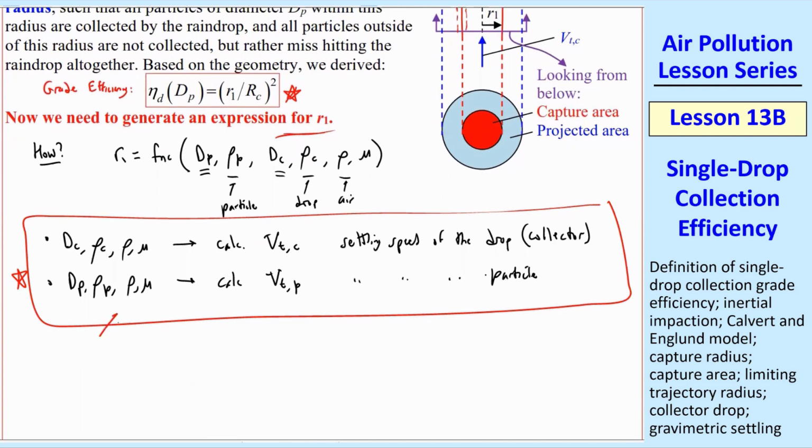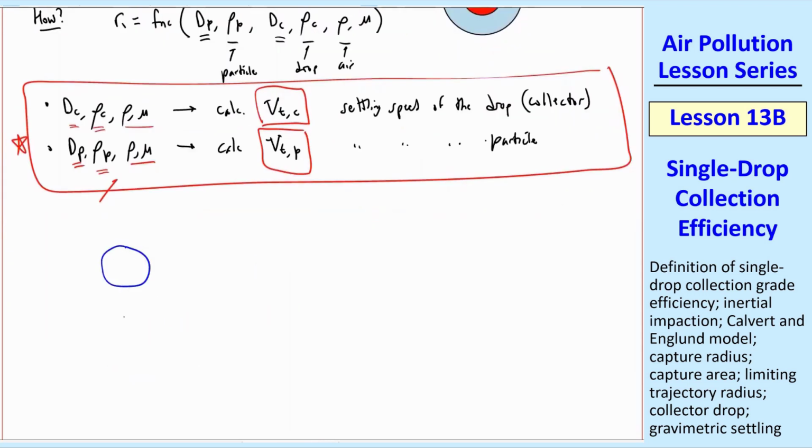You're going to have to do this twice, once to get VTC and once to get VTP, remembering that you're going to have different densities and different diameters, but they're in the same air, so rho and mu are the only things that stay the same. Plug all these into your software at a given pressure and temperature so that you can calculate rho, mu, lambda, Cunningham and all that stuff. There'll be a different Cunningham for the two different size particles, a different Knudsen number, a different VT, and you'll have to iterate.